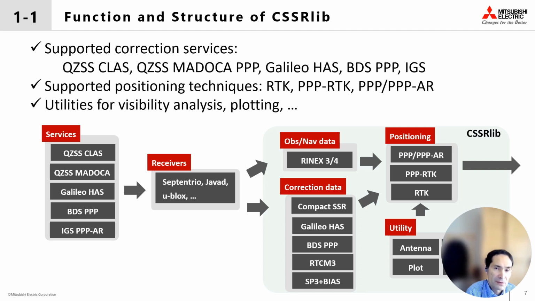The figure shows the data flow and structure of CSSRLive. Correction data provided by high-accuracy services and GNSS observation data are tracked by some GNSS receivers and should be recorded. CSSRLive can process the recorded correction data from QZSS-CLAS, QZSS-MADOCA PPP, Galileo-HAS, BDS-PPP, and IGS. The correction data in the native broadcast format can be decoded and processed. For observation and navigation data, RINEX versions 3 and 4 are now supported. For positioning techniques, RTK, PPP-RTK, PPP or PPP-AR are supported. Some utilities such as visibility analysis and plotting are also supported.